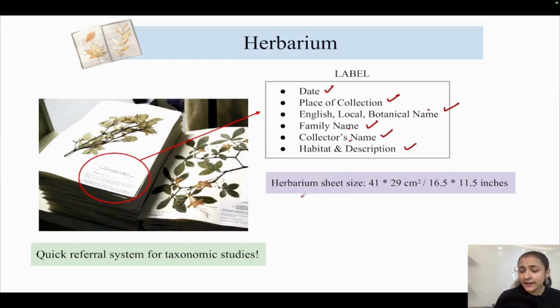What is the size of the herbarium sheet? It is around 41 into 29 centimeters square, or in inches it is 16.5 into 11.5 inches. Okay, this is the size of a herbarium sheet. This is 16.5 and this is 11.5. Now, herbaria provide a quick referral system for taxonomic studies.